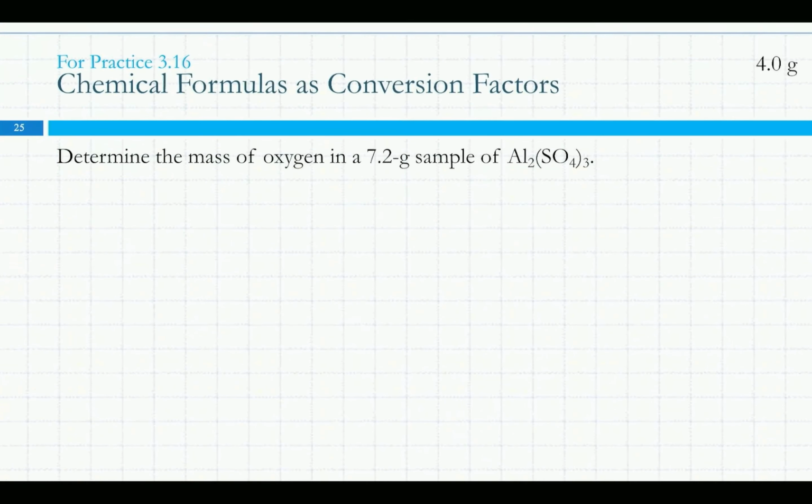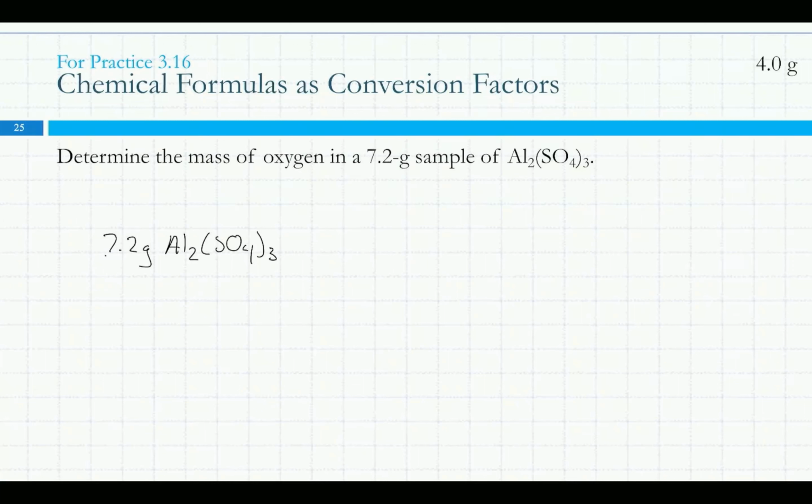And so we can use it to figure out the mass of oxygen in a 7.2 gram sample of aluminum sulfate. And there's actually 2 ways now that we could do this. We could come up with a mass percent of oxygen, or we can come up with the mole ratio. We'll do the mole ratio. All right, so the mass of oxygen in a 7.2 gram sample, 7.2 grams Al2(SO4)3.